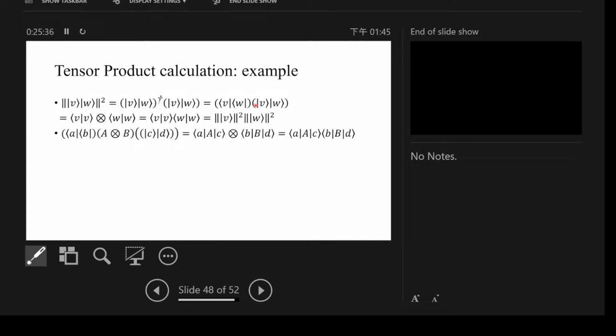Any questions so far? If not, then we can finish our linear algebra now and go to quantum mechanics.